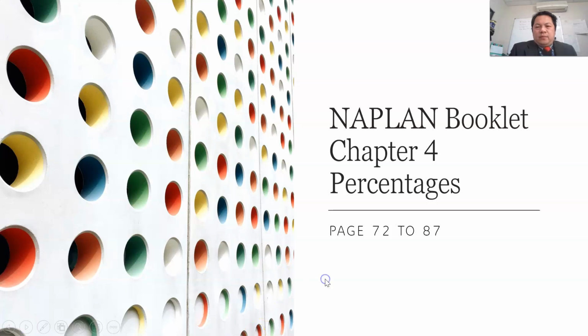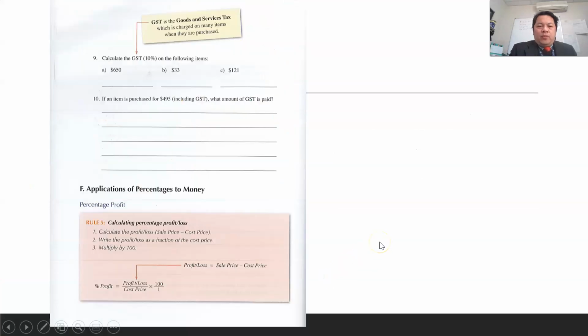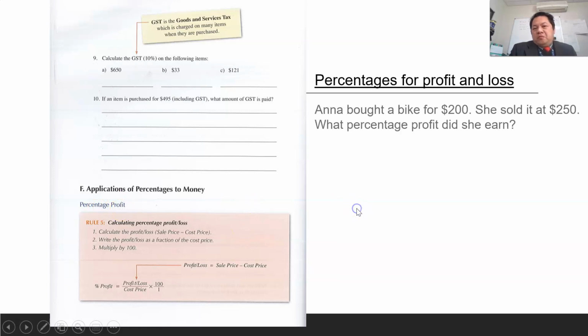Now moving on, we are looking at percentage of profit. So a very simple one. Say Anna bought a bike for $200. She sold it at $250. What percentage profit did she earn? First question is how much profit did she get? In terms of money, she has a gain of $50.